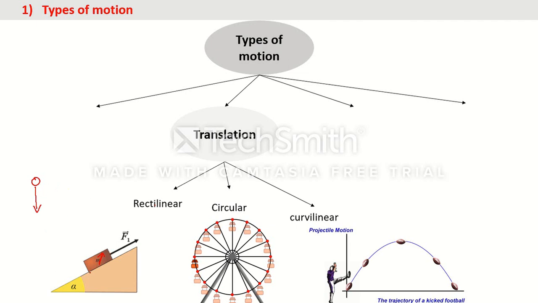Another example, a box which is pulled on the inclined plane. As translational motion with circular trajectory, we have this box here. It's moving on a circular trajectory, but it has a translational motion. Another example, the ball which is assimilated to a particle, when we project it as a projectile, then this is a translational motion but with curvilinear trajectory.